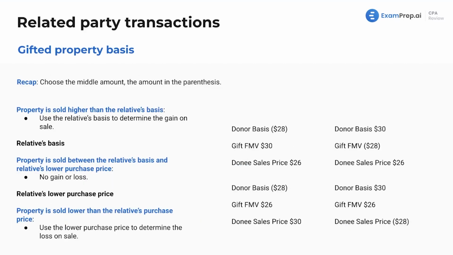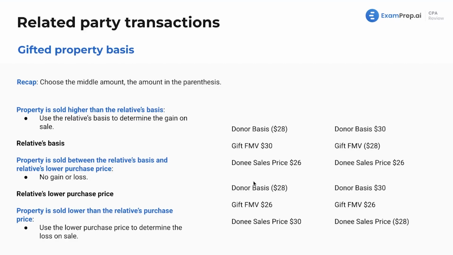All right, nice recap here. This is essentially what we saw before, and we'll see this in gift tax. The property is sold higher than the relative's basis. We're going to use the relative's basis to determine the gain on the sale. Then we've got the relative's basis. So the item in the parentheses is the new basis you're choosing. You see it's the middle number all around. If the fair market value, so we see the fair market value, donee. So we see it's the same tax rules, same tax application. If it was sold, dealing with related parties, it's the same core concept underneath.